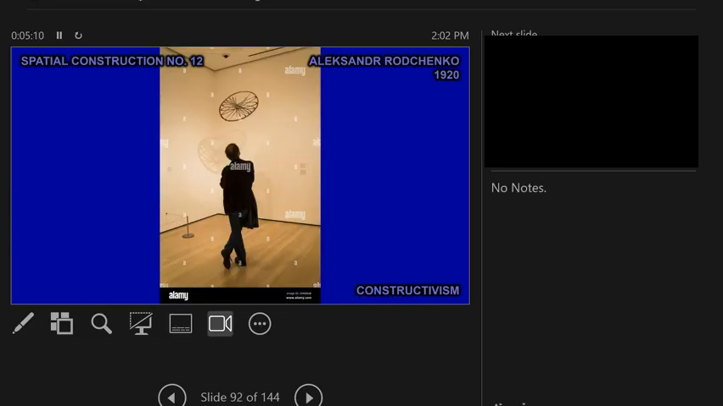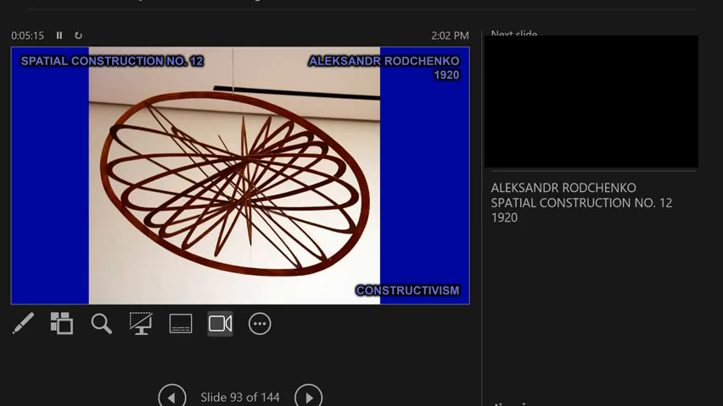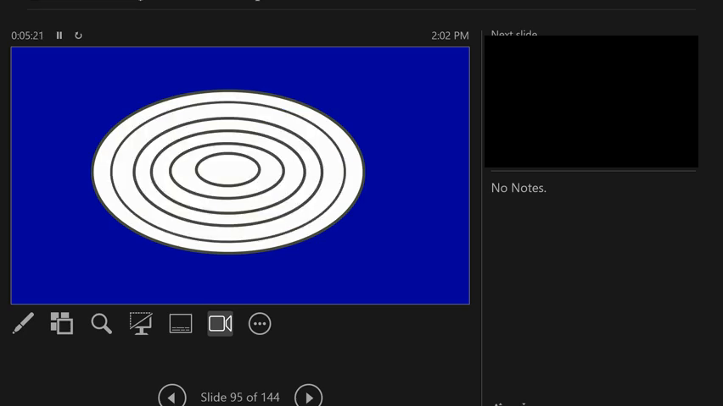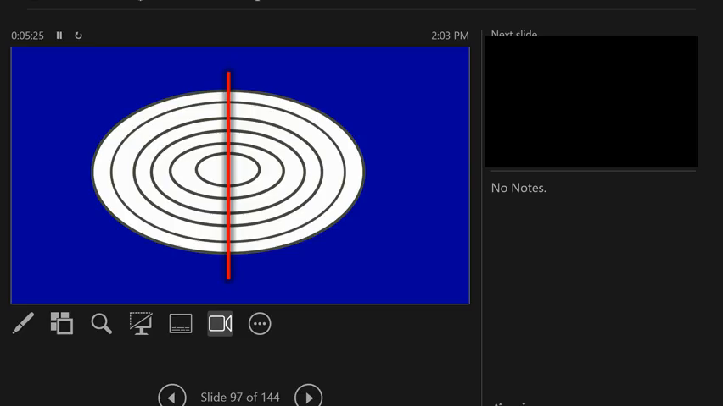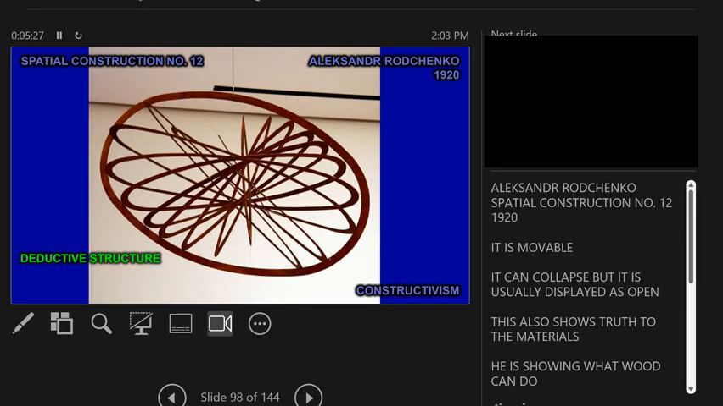All right, so we're going to take a look at Spatial Construction Number 12. Basically, it is a wooden oval. He's taken a wooden oval and then cut it into multiple ovals, put them back together, and then strung them like this.